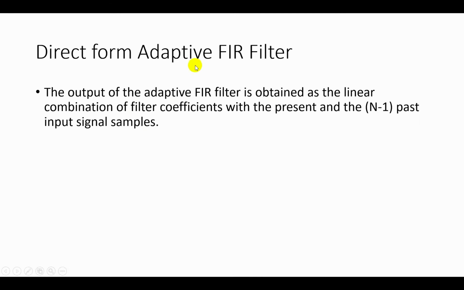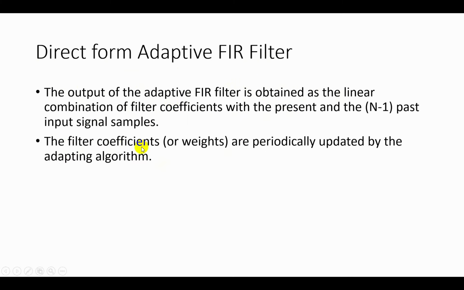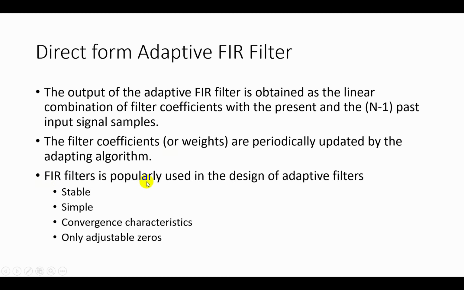So in direct form adaptive FIR filter, the output of a filter is obtained as a linear combination of filter coefficients with the present and the past input samples. The filter coefficients or the weights of the filter are periodically updated by the adapting algorithm based on the error function. FIR filters are popularly used in the design of adaptive filters, even though we can use IIR filters, just because FIR filter is a stable filter, it is a simple filter, and also it will converge faster.